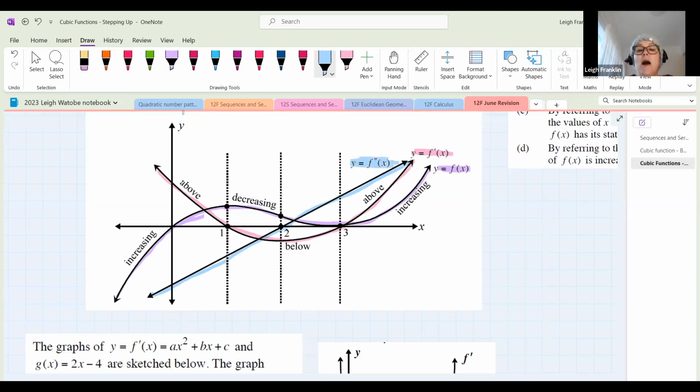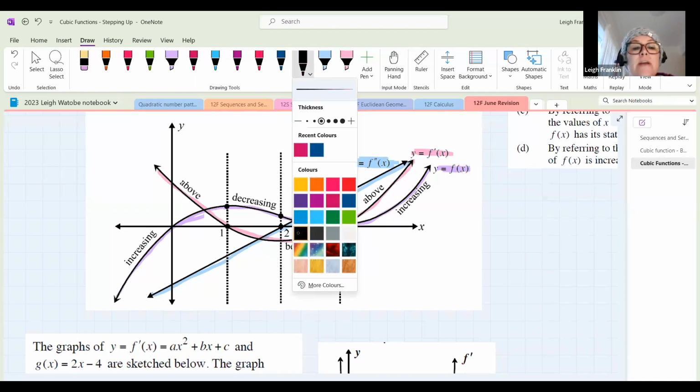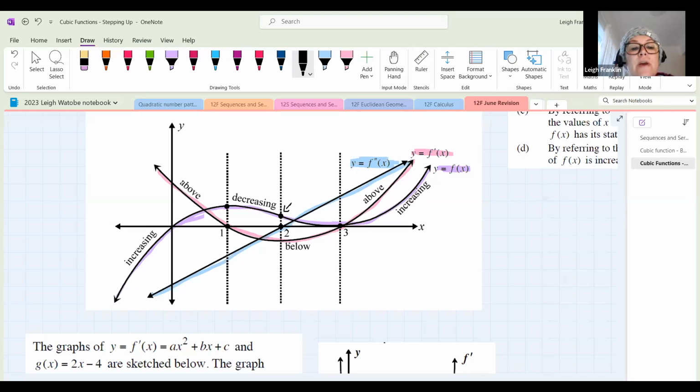Okay, so we've got our cubic in purple, our first derivative, which is a parabola in pink, and our second derivative of the cubic, which is a straight line in blue. Okay, so the first thing that I want to draw your attention to is the point of inflection on our cubic function. Okay, so the point of inflection is this point over here where I'm putting the little black arrow. There's our point of inflection.